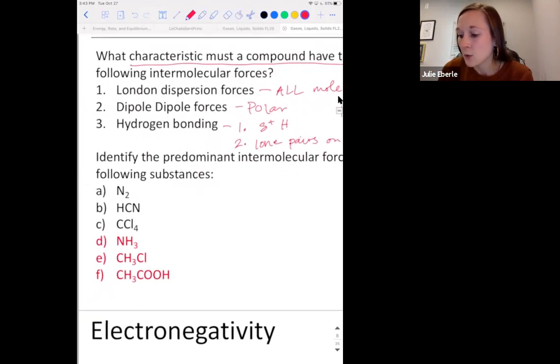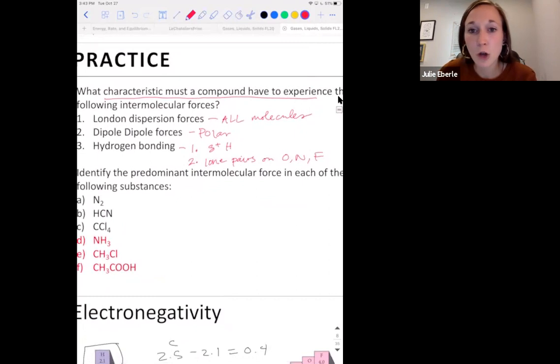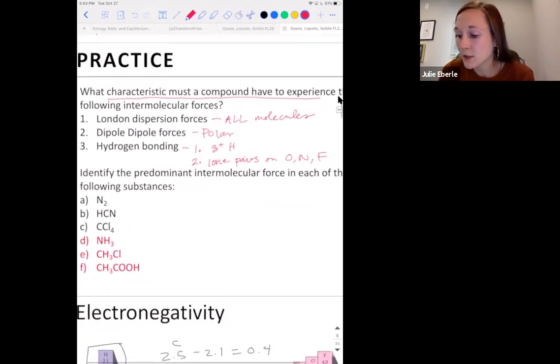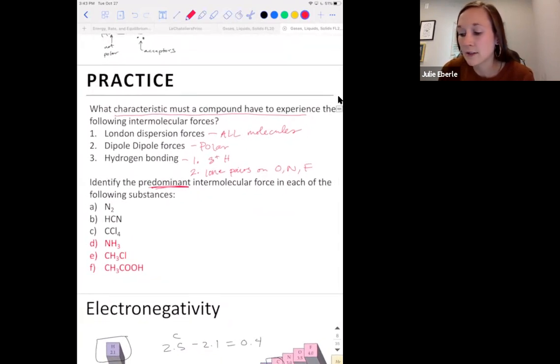All right, we're going to look at A, B, and C really quick. And we're going to draw these out because the next question says, identify the dominant intermolecular force in each of the following substances. So to do this, if I ask you a question like this on the exam, how do you answer this? Well, first you need to draw out the Lewis structure. You need to decide what kind of molecule this is.